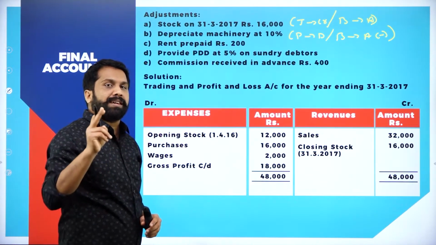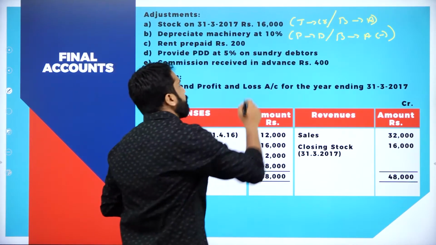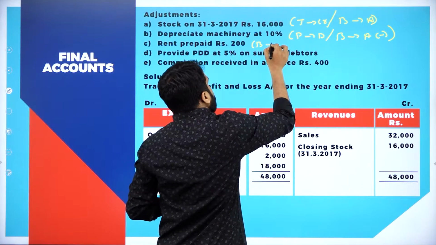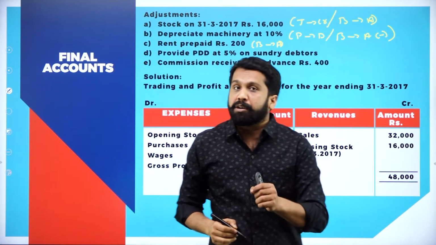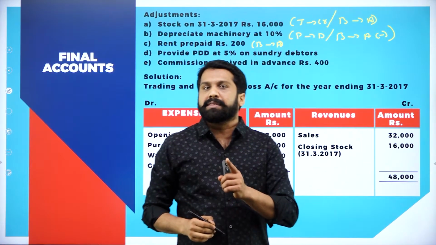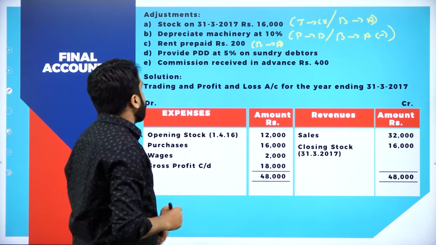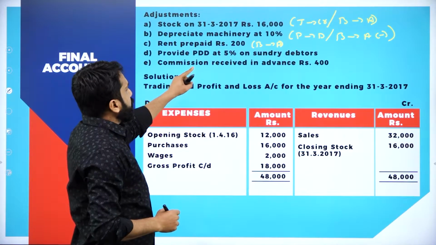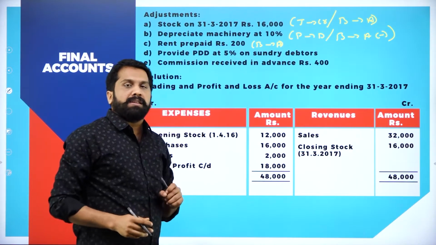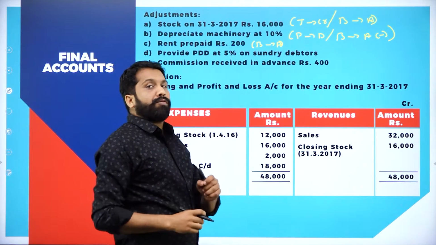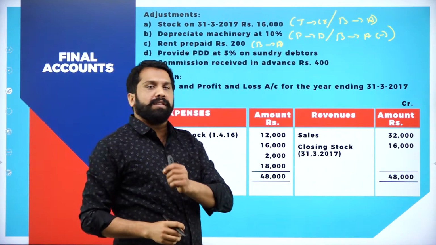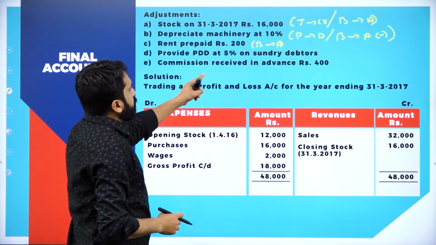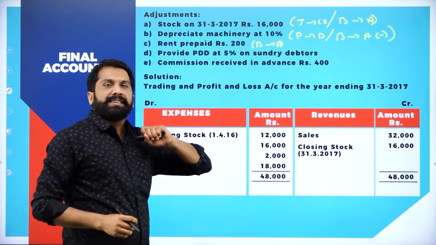Yes, prepaid comes under balance sheet asset. If it is prepaid, balance sheet asset. If it is outstanding, yes, it will come under liability. Now, provide PDD, what is PDD? Provision for doubtful debts, PDD. Provision for doubtful debts at 5% on sundry debtors.